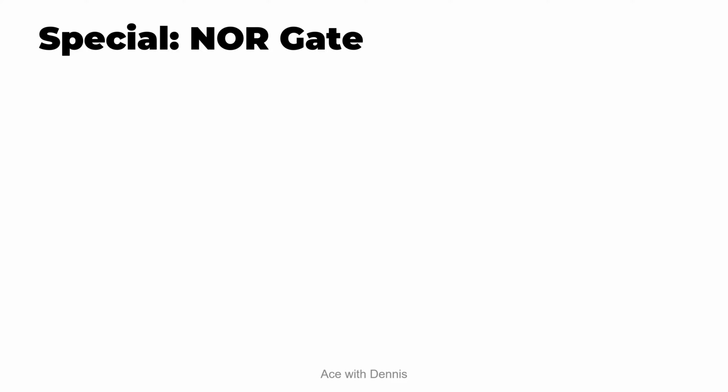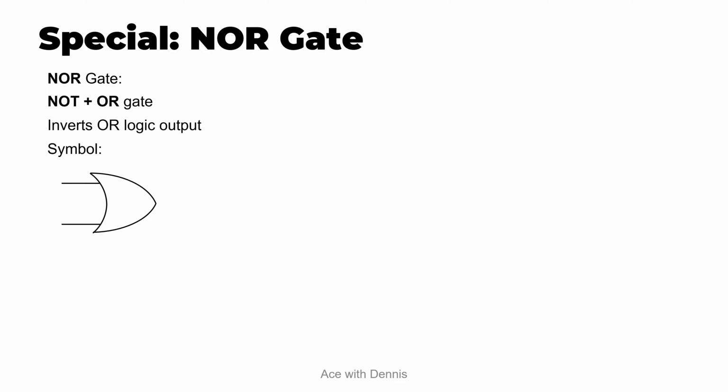The next special gate that we want to learn is the NOR gate. The NOR gate name comes from NOT and OR gates. It inverts OR logic outputs, and this is the symbol of the NOR gate, with an OR gate and a bubble in front of the OR gate. Two inputs, input A and input B, and one output here.